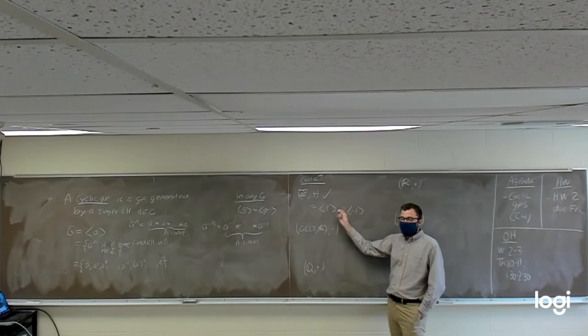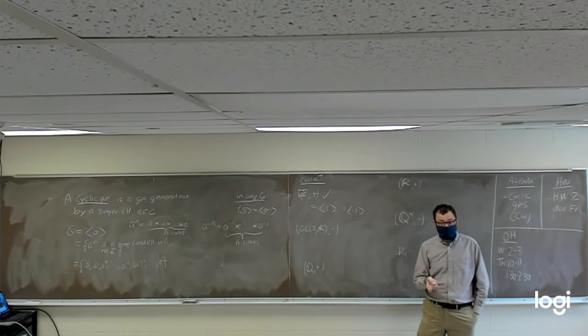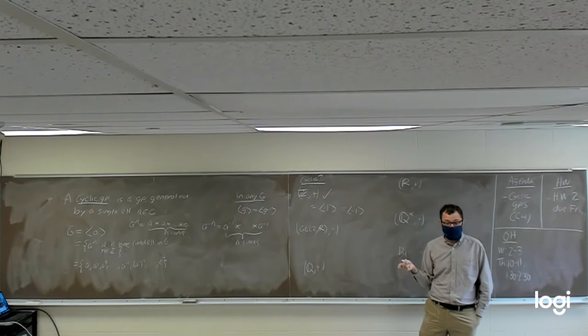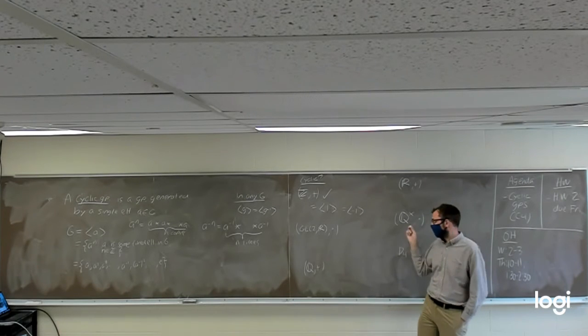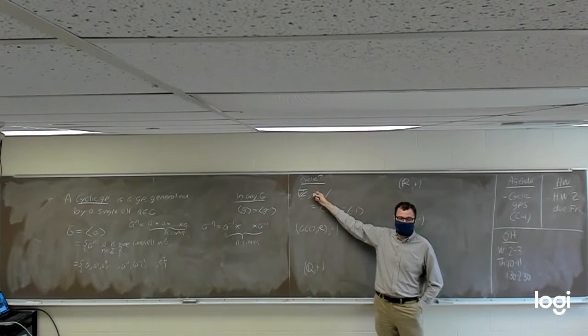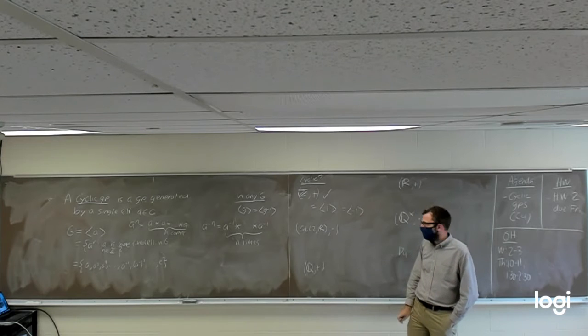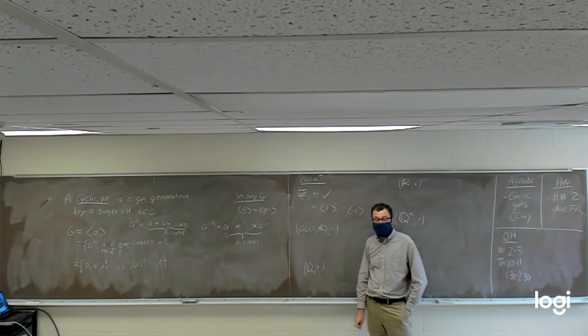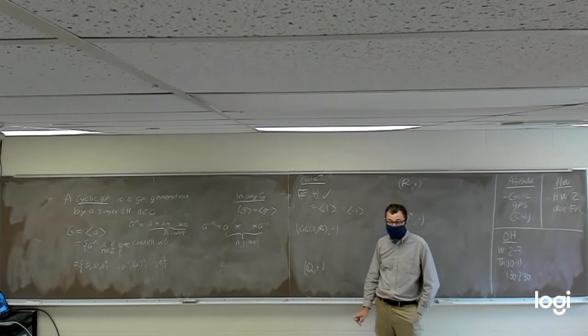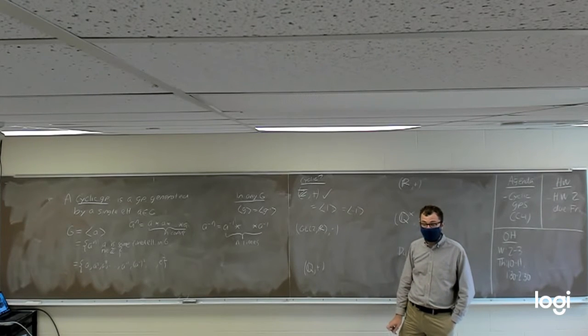So since 1 and -1 are inverses of each other in the group of integers, they're going to generate the same subgroup, which in this case happens to be the entire group of integers. And I do believe 1 and -1 are the only integers that will do that. But both of these will work as generators of the group of integers.